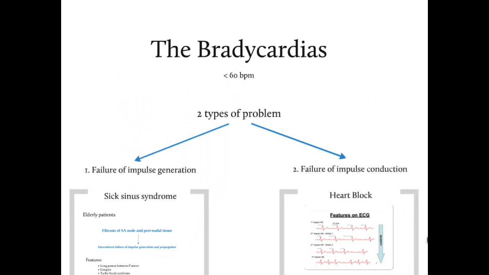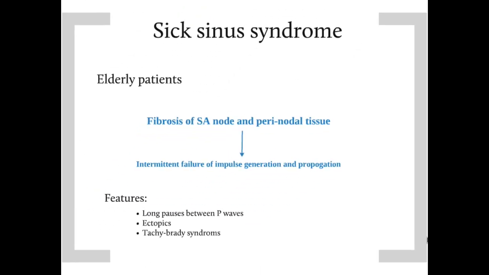Okay, bradycardias are caused by essentially two types of problem with the impulses in the heart. Either they're not being generated properly, usually because of a problem with the sinoatrial node, or once they are generated, they're not conducted properly around the conduction system of the heart. Let's start with this one first. If it's the main problem with bad generation is a condition called sick sinus syndrome.